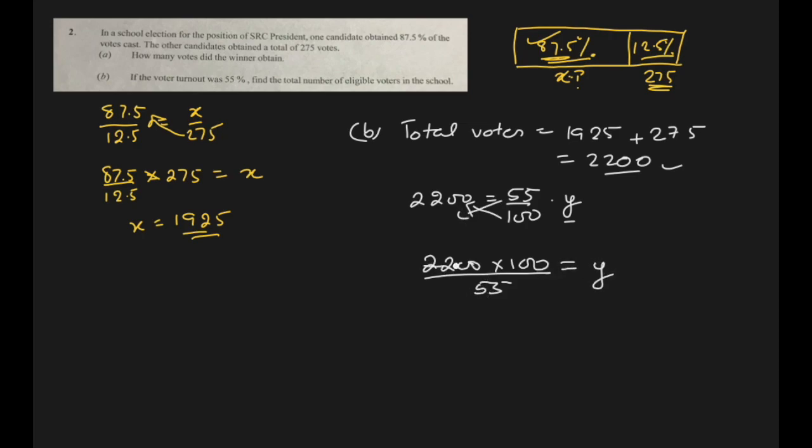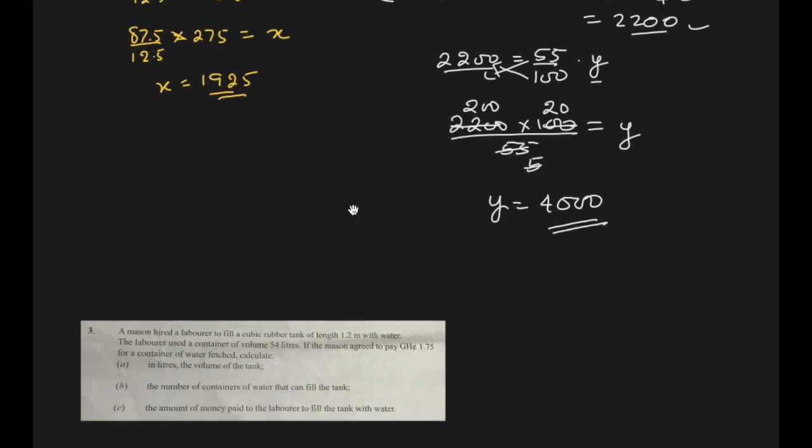So 2200 times 100 over 55, cross multiply, this becomes the denominator, equal to Y. And now 11 can divide this 22 and 55, and 5 can divide this 20. So total Y was 200 times 20, 4000 votes. There were 4000 voters, but only 55% of them, that is 2200, voted. All right. Question number 3.